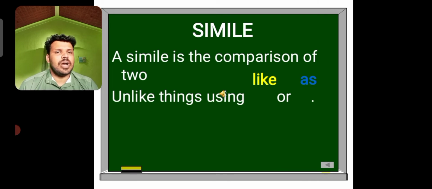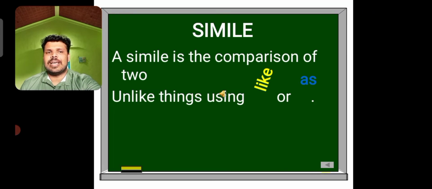So first we are going to tell what is a simile. We know that a simile is the comparison of two unlike things using the word like or as. So simply we can say that a simile is a comparison of two unlike things using the word like or as.